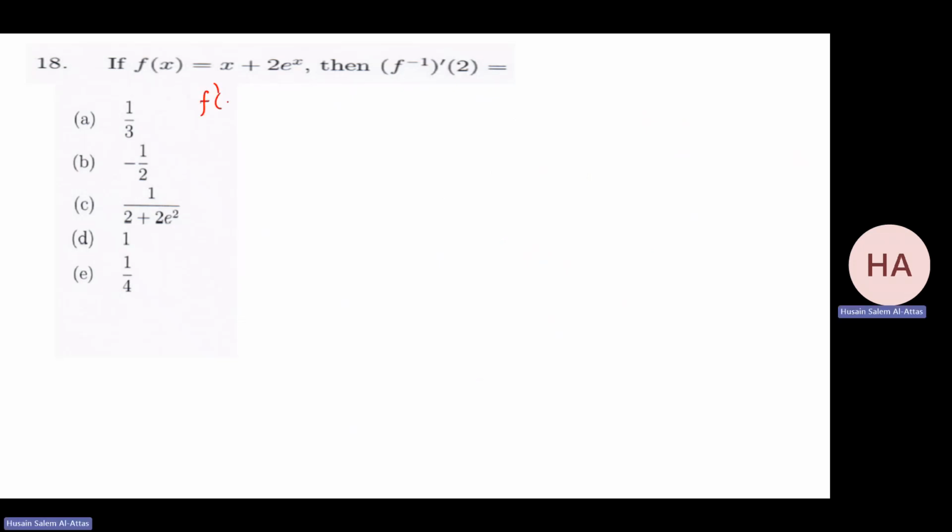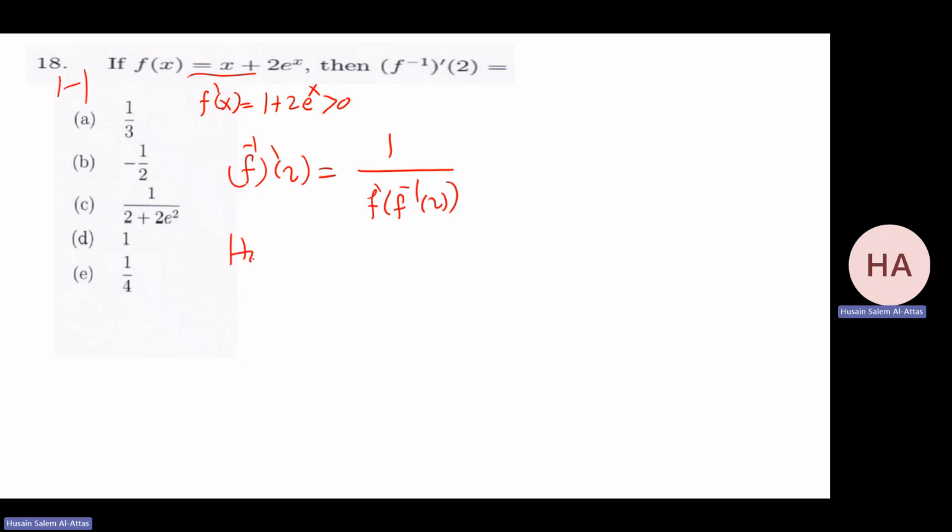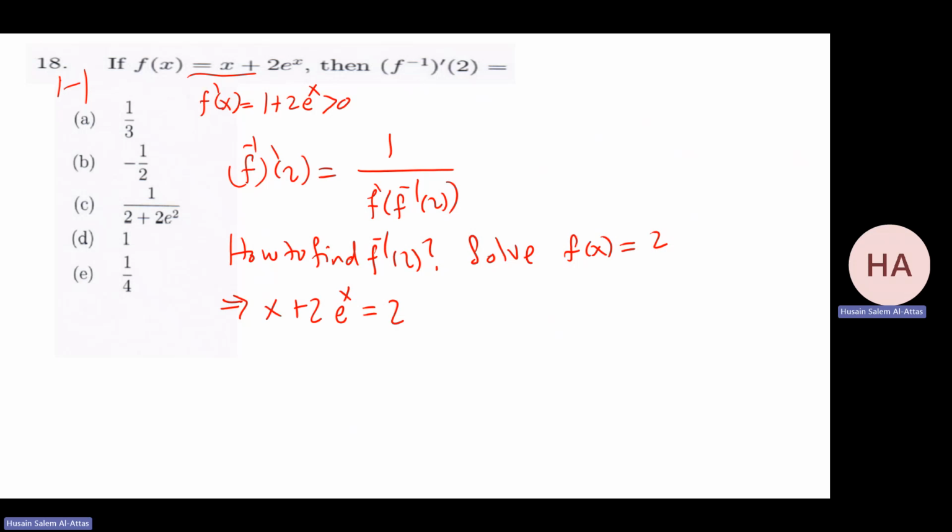Same idea, f prime is 1 plus 2ax, which is always positive. The function is continuous and differentiable, so it's 1 to 1. F inverse prime at 2 is 1 over f prime at f inverse at 2. How to find f inverse at 2? Solve this: f of x equal 2. That implies x plus 2ax equal 2.